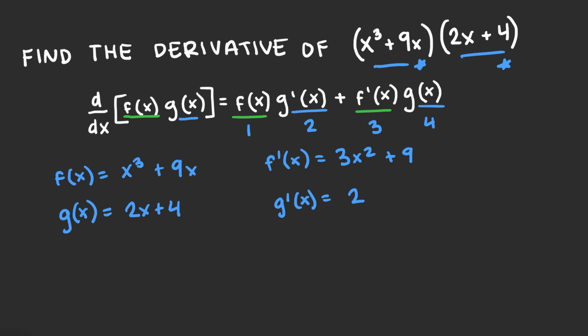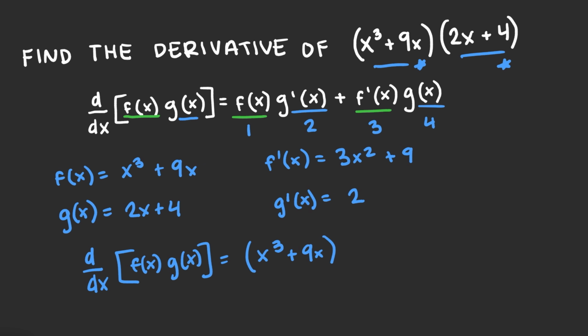Right? So if we plug this all back in, we get the derivative d/dx of f of x times g of x would give us x cubed plus 9x times 2 plus 3x squared plus 9 times 2x plus 4, right?